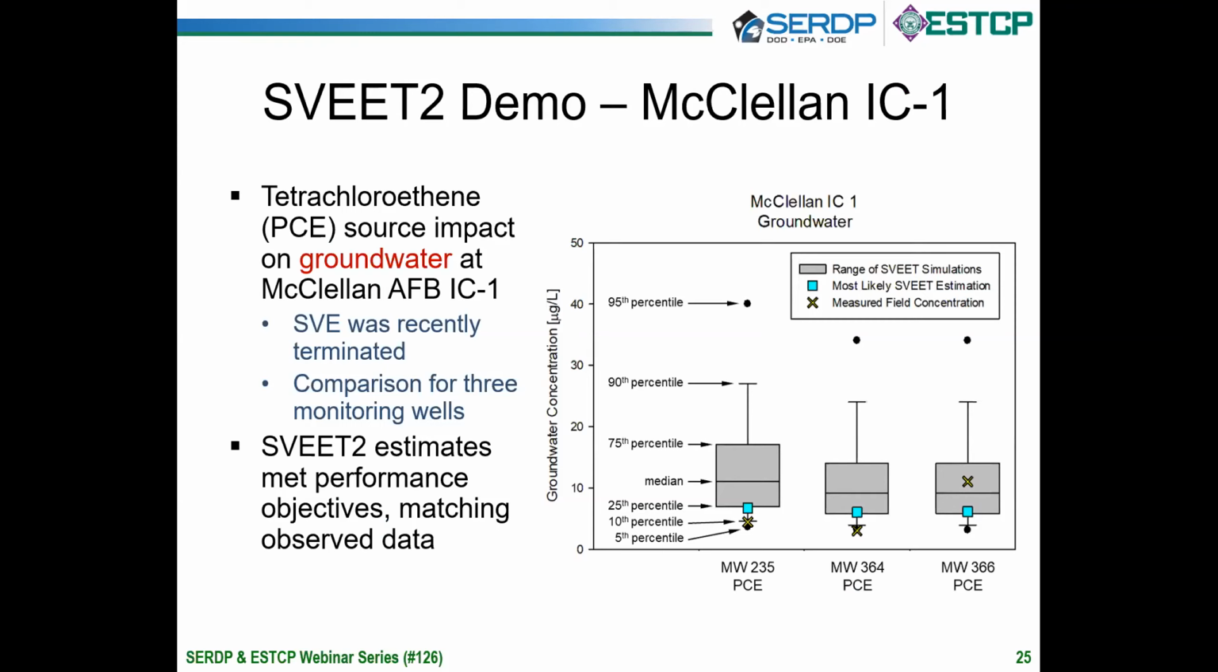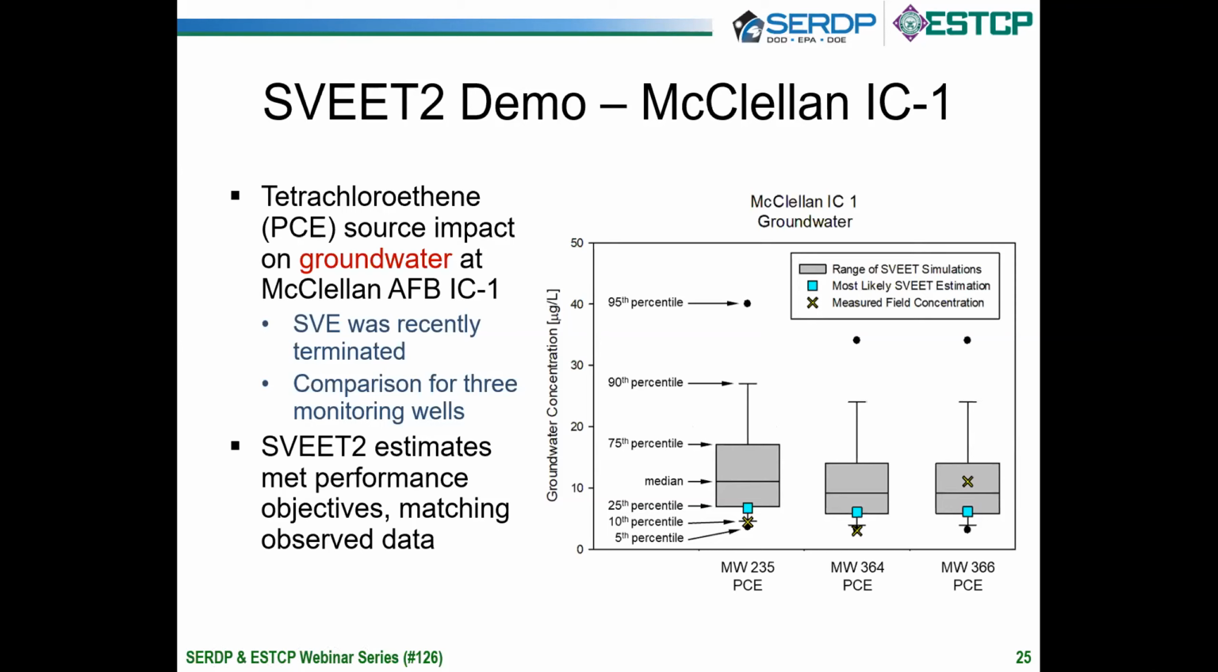And we also looked at the minimum and maximum range for each of the parameters and did a Monte Carlo analysis to look at multiple realizations of different combinations of input parameters. And that gives us the sensitivity results here in the box and whisker plot, where you see the median and the different percentiles. And then we have the actual observed field concentration as the X value. And for all these wells, SFEET met the performance criteria in terms of matching the observed data.